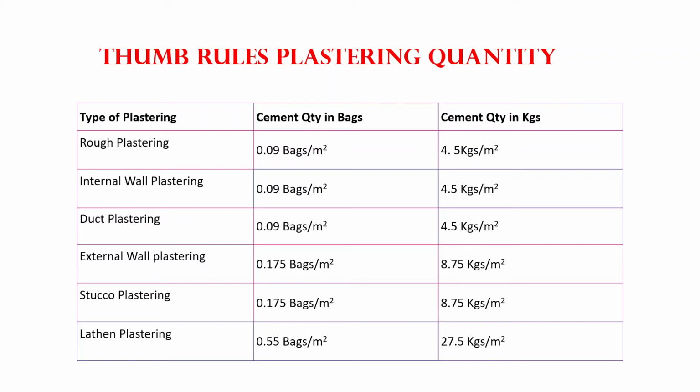Next we are going to see the thumb rules for plastering quantity. For rough plastering, 0.09 bags per meter square of cement is required, and in kgs it is 4.5 kgs per meter square. Likewise, internal wall plastering, duct plastering, external wall plastering, stucco plastering, lath and plastering quantities are given as per the thumb rules of civil construction. And do remember, these are just approximate values used in the construction site and not exact values.